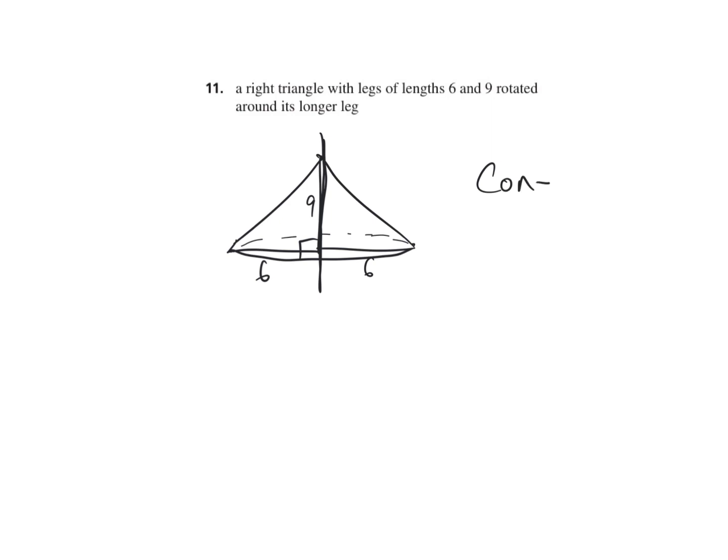Okay, so now we have a right triangle with legs of length 6 and 9, rotated around its longer leg. So this is 9 and this is 6, and we got to rotate it around the longer leg. So we draw it on the other side. And then we rotate it, which means you draw these little ellipses. So it's a cone with a radius of 6 and a height of 9.